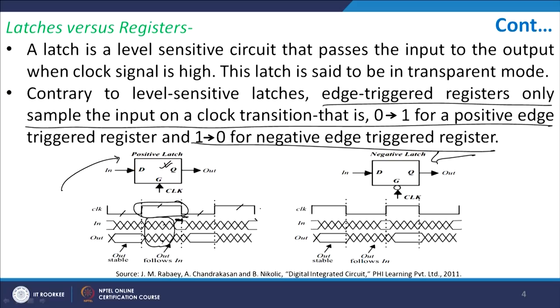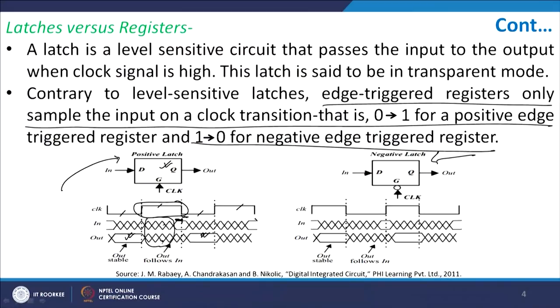Now, when the latch is not transparent, the output will be held stable. Why will it be held stable? Because it does not depend upon the data which is coming in. Whatever the value of data was initially stored before, that is the value it is storing here, right?